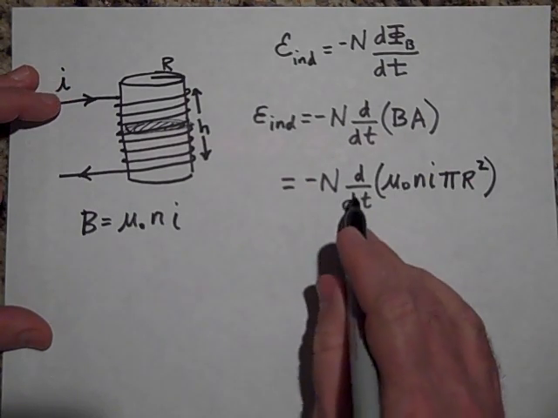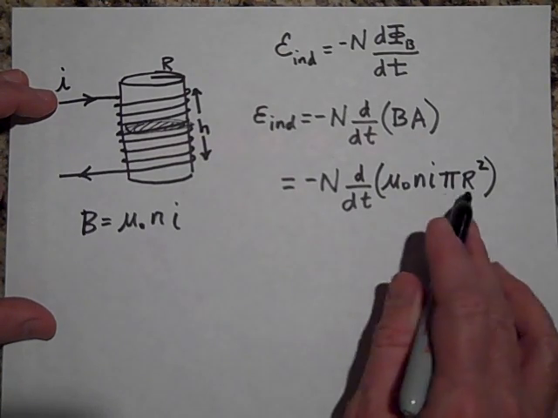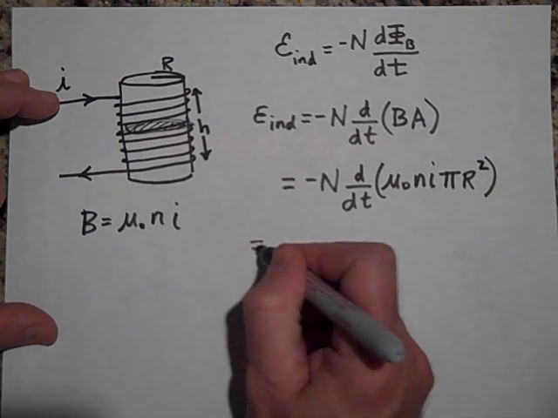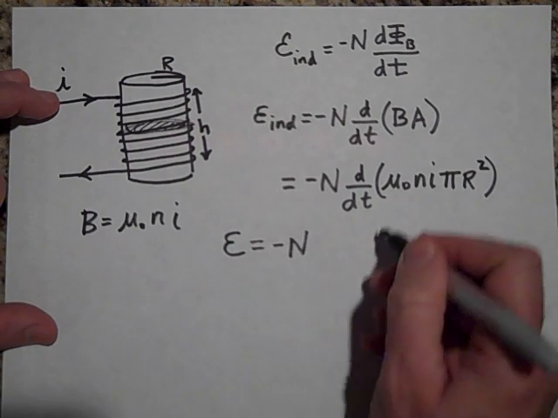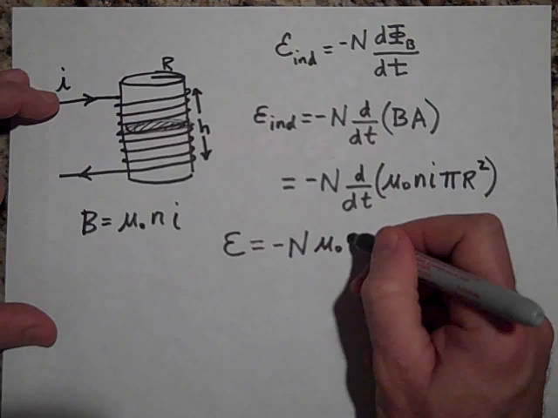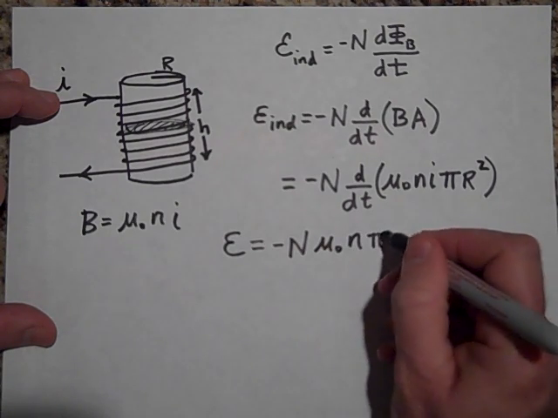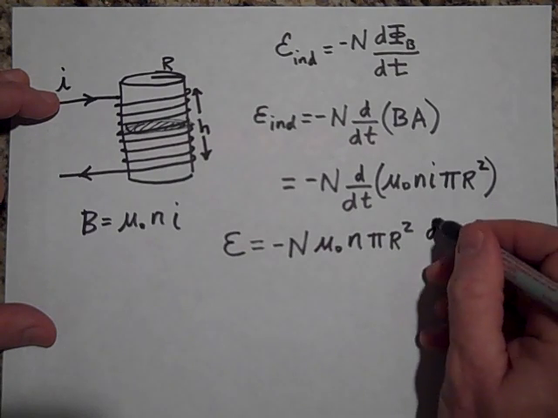Okay. Now this is telling me to take the derivative with respect to time, so I can pull out anything that's not changing with time. I can pull out all the constants, and so the EMF induced is going to be negative N, and then I'm going to pull out the mu naught, the lowercase n, the turns per length, the pi, and the r squared. And then I'm just left with di dt.